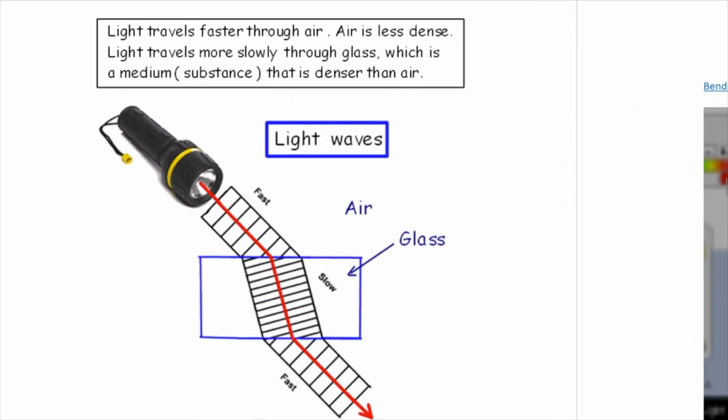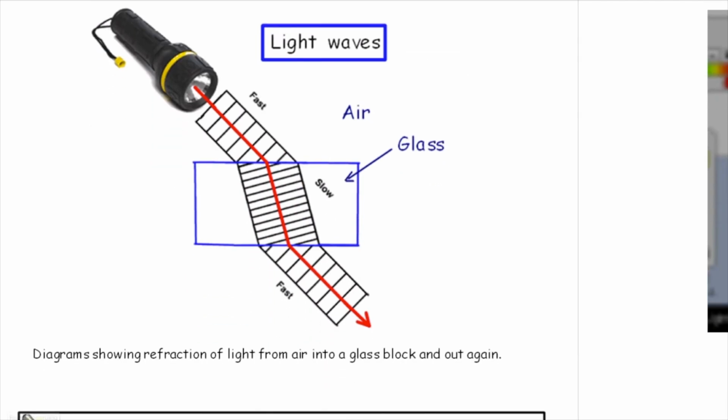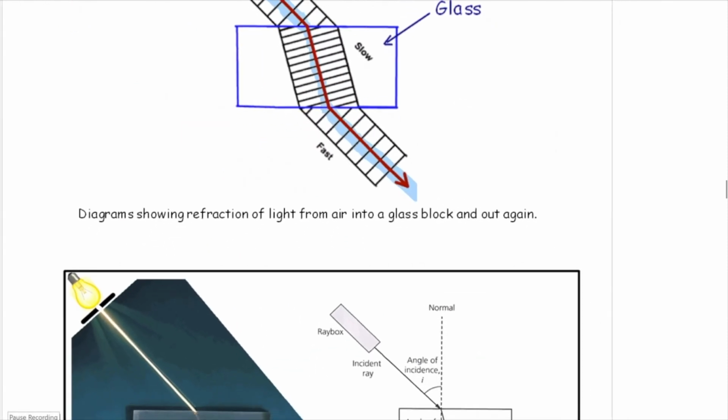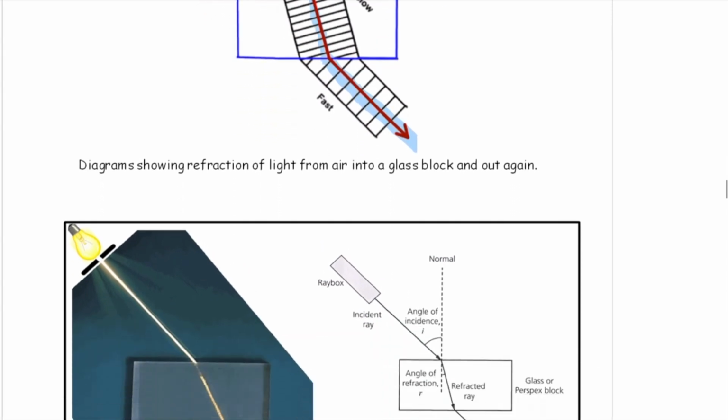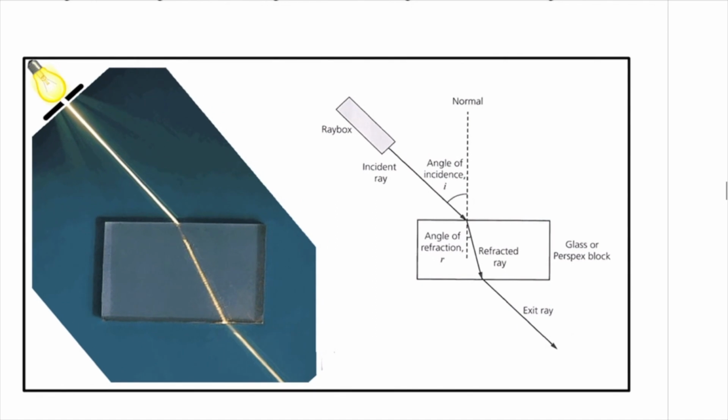If we look at this example underneath, it says light travels faster through air. Air is less dense. Light travels more slowly through glass, which is a medium denser than air. We saw that in the video, and you can see that happening there. Fast here in the air, slow in the glass, and fast again there. Now, that is shown again in two different ways underneath here.